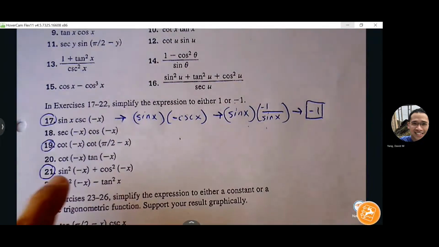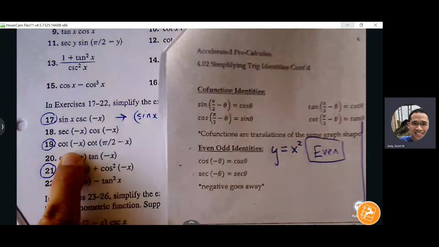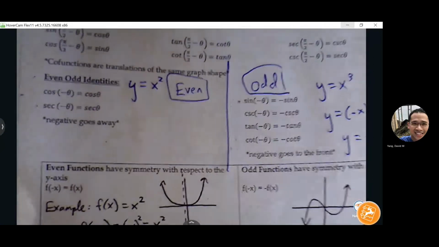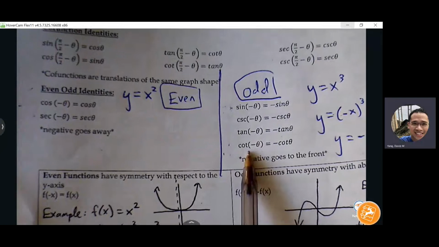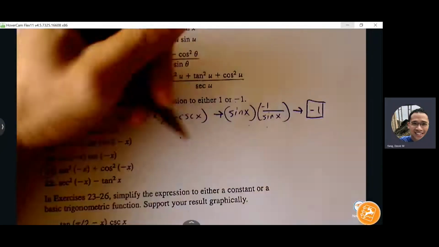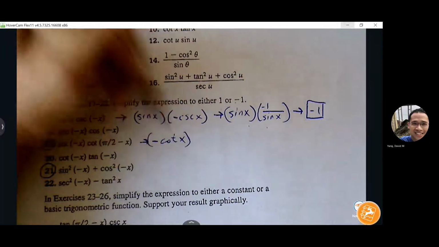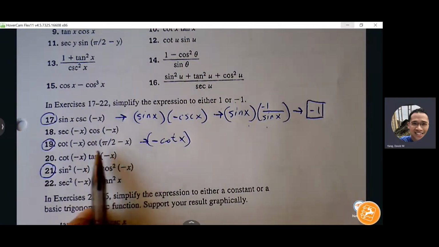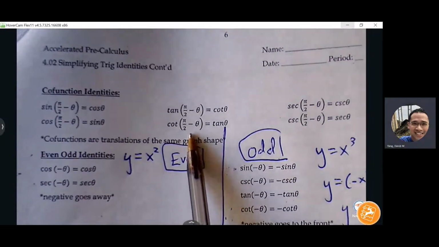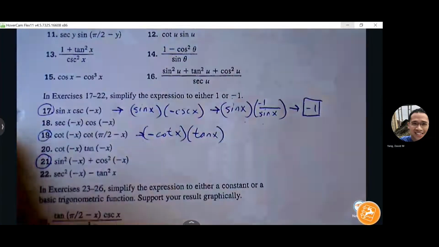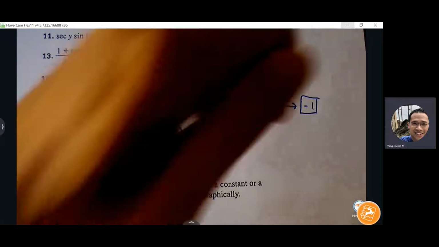Okay, 19. Cotangent of negative x can be replaced with, cotangent of negative x, same thing as what? Negative cotangent. Okay, so I'm just making my substitution. Cotangent of pi over 2 minus x, there's a cofunction for that. Tangent. Okay, what's negative cotangent times tangent?